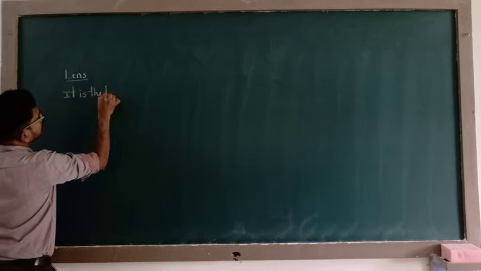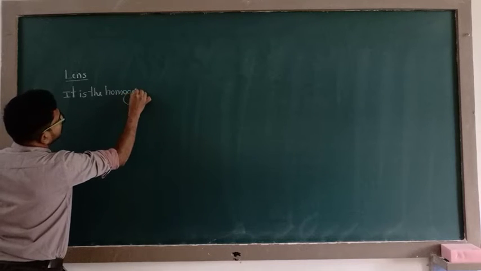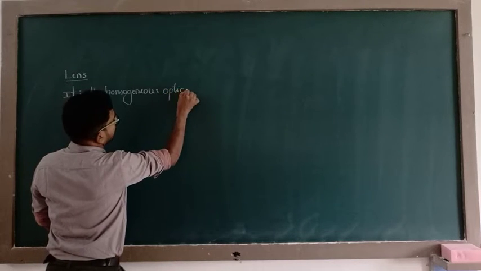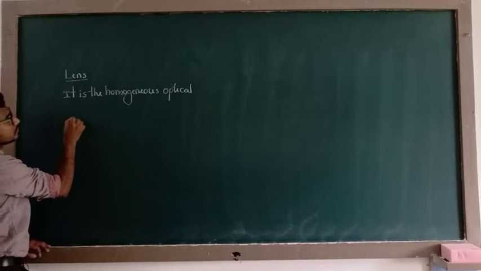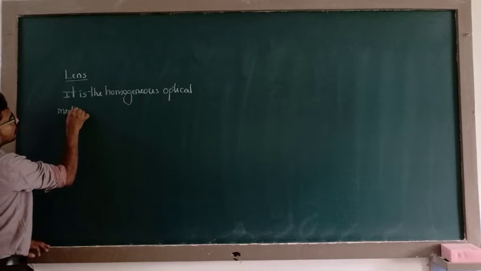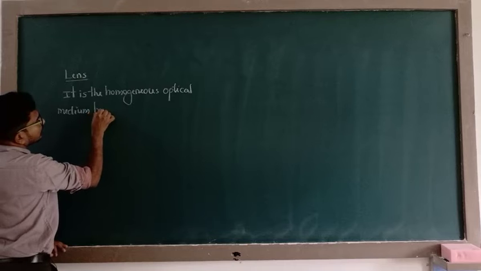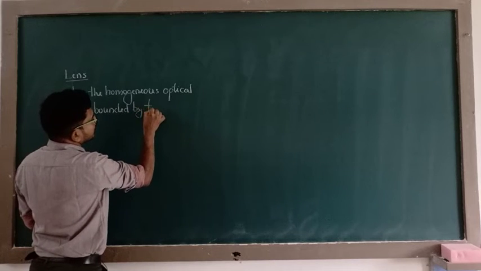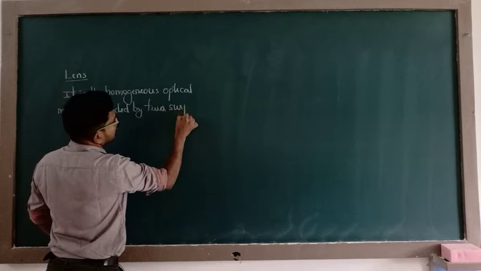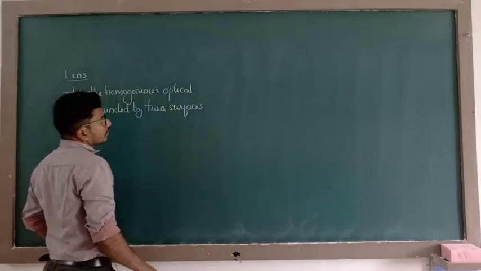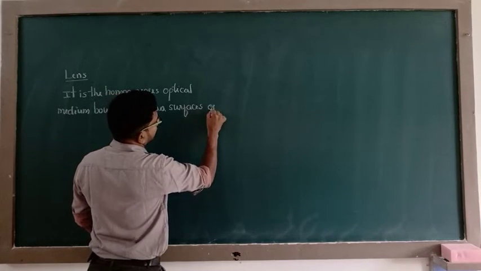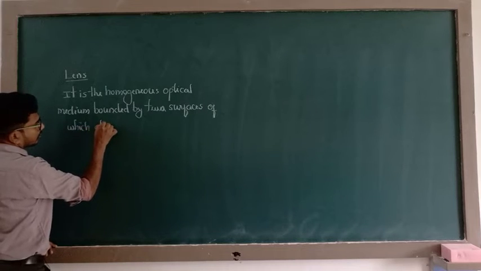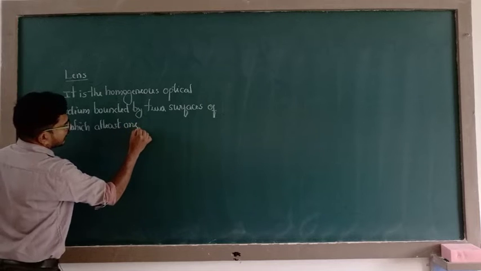The first, note on the definition of lens. It is the homogeneous optical medium bounded by two surfaces of which at least one is spherical.